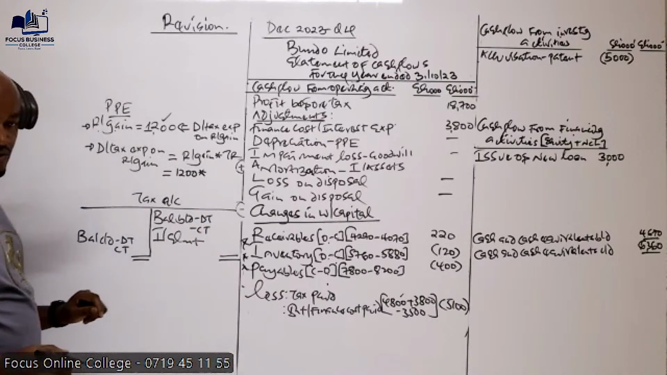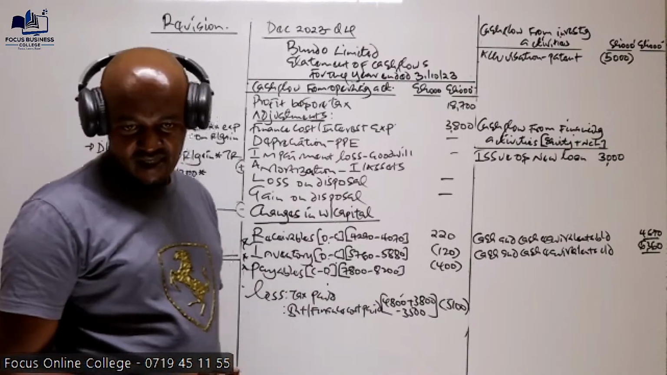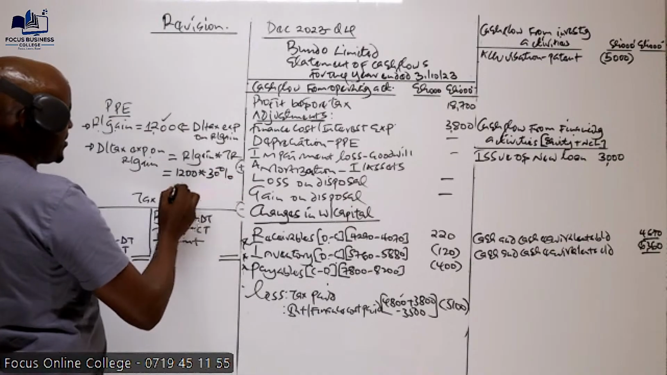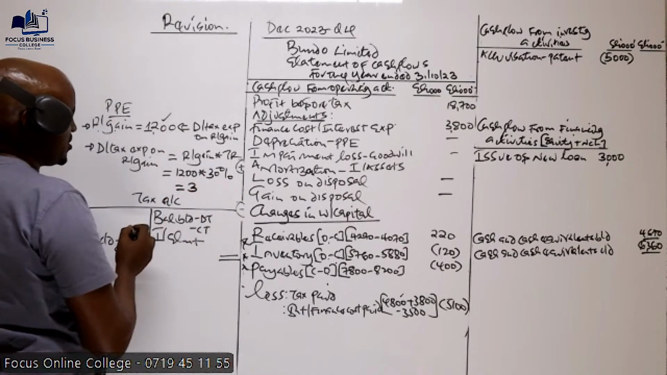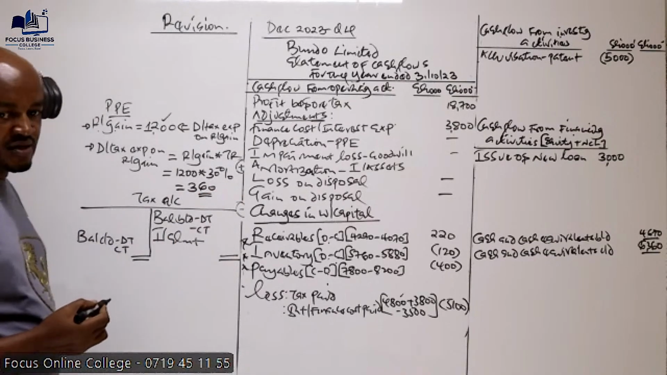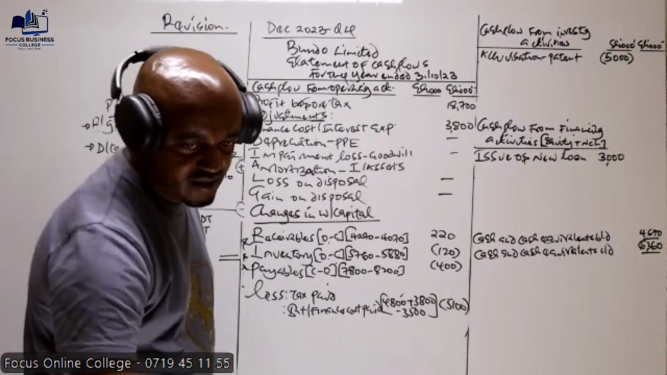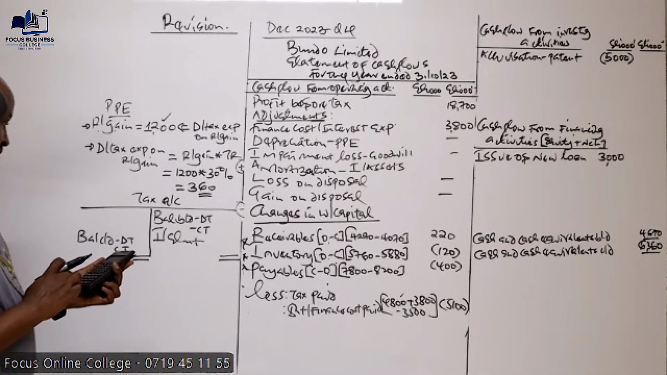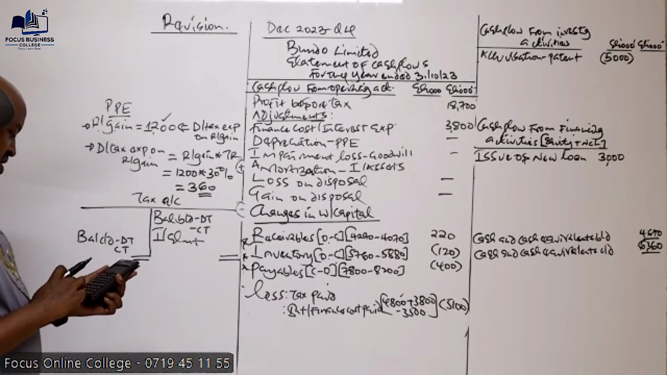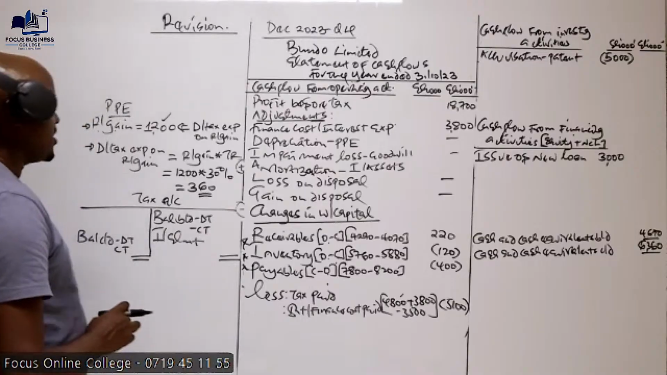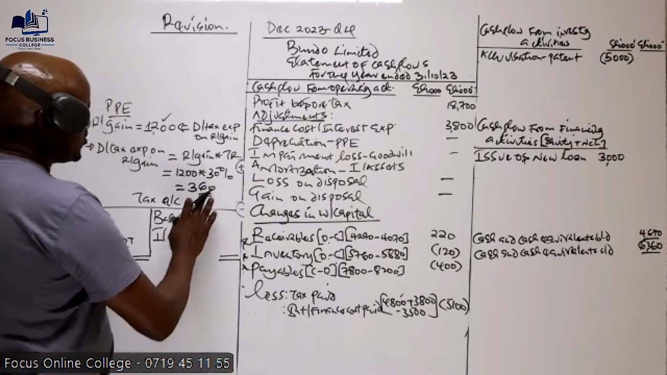As per note number 1 in the last paragraph, we are told the tax rate applicable to this company is 30%. So this one will give us an amount of how much? 360. Is that the deferred tax expense on revaluation gain? Yes, 360. Now, how do we account for this?